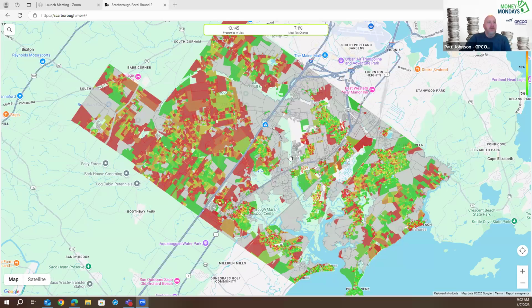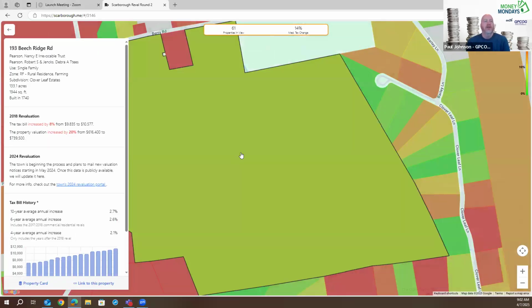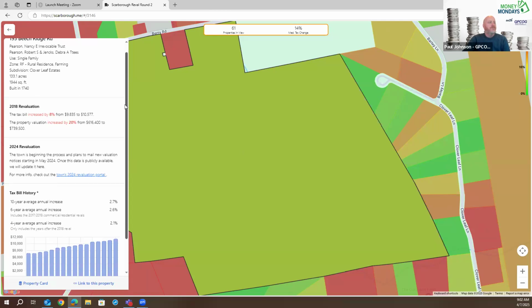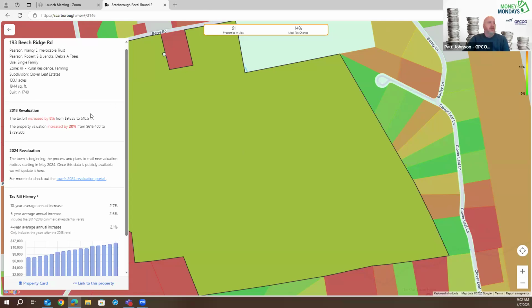What this map allows you to do is go down into individual land parcels, even separate of a reval, and you can click on that land parcel and get some data from it. Here I just randomly clicked something, but you can see it talks to the Vision database in the background. It talks to the assessor value history, and it gives you some really good information about the property in general. You can look at what happened at the recent 2018 reval in Scarborough for this specific property. You can look at the more recent 2024 revaluation.